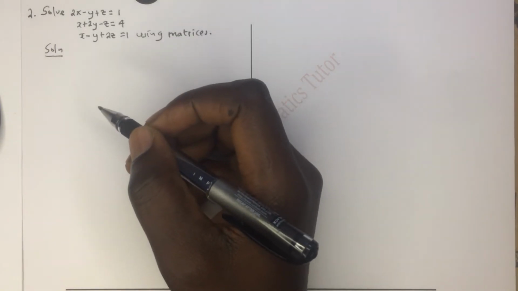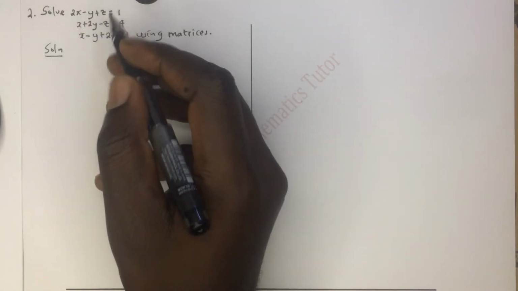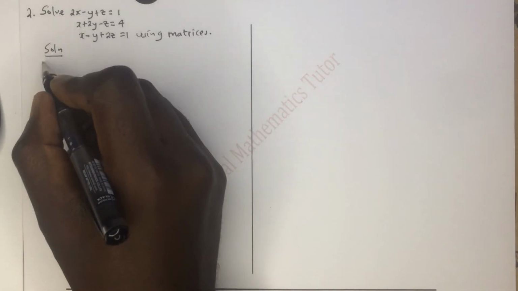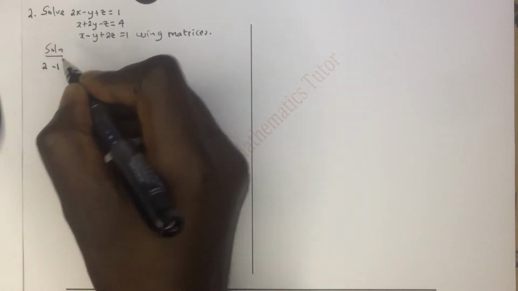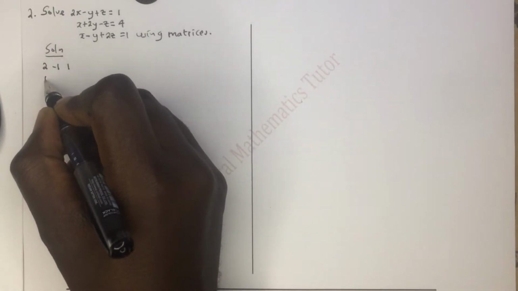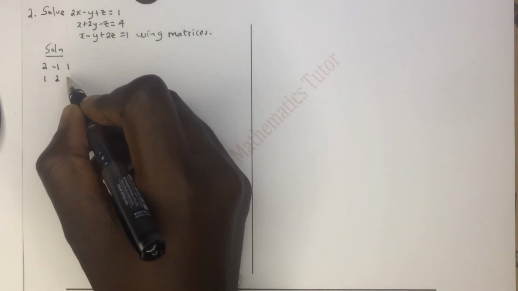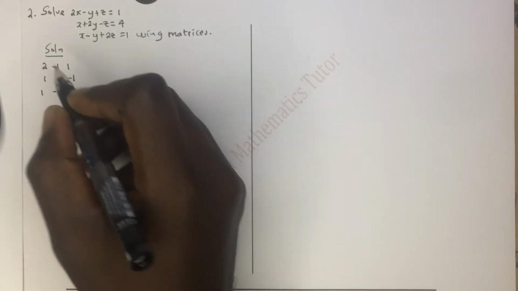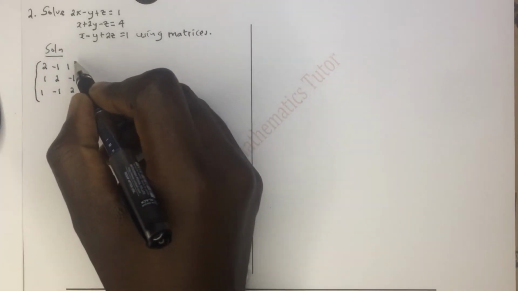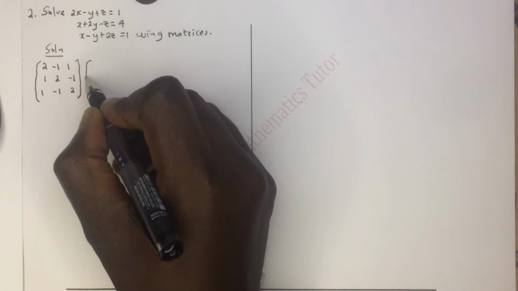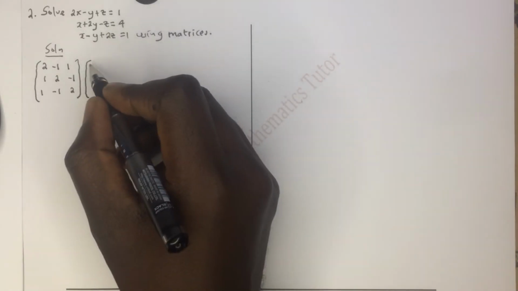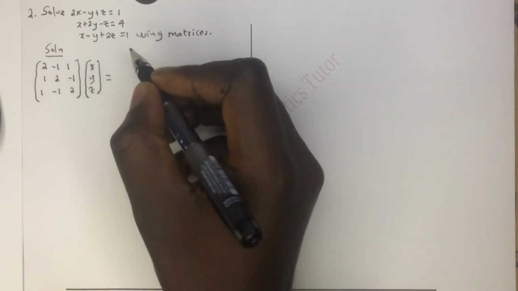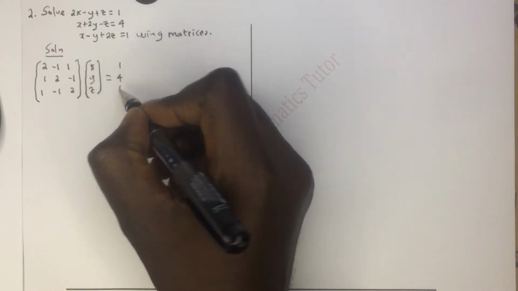The first step, as we said, is just rewriting these in the form of a matrix, in which case you're going to have the coefficient matrix, that is 2, negative 1, 1, 1, 2, negative 1, 1, negative 1, and 2. That is the coefficient matrix. Then the next matrix is the one for the variables, that is x, y, and z. And then we have the results, that is 1, 4, 1.